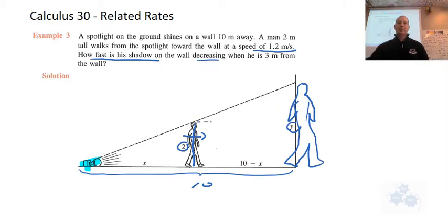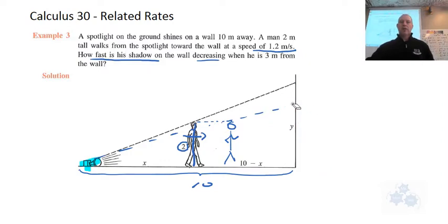As he moves closer, because this man doesn't change height, right? Okay, now I'm just going to stick man. He's moving here. As he moves closer, guess what? His shadow is going to be smaller, right? So just make sure you understand the question makes sense, and we're looking for the change in y over time, right? Change in y with respect to time.